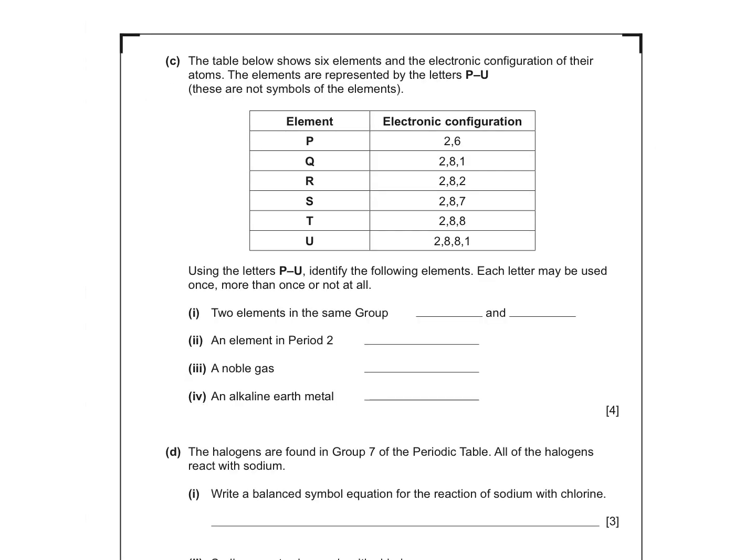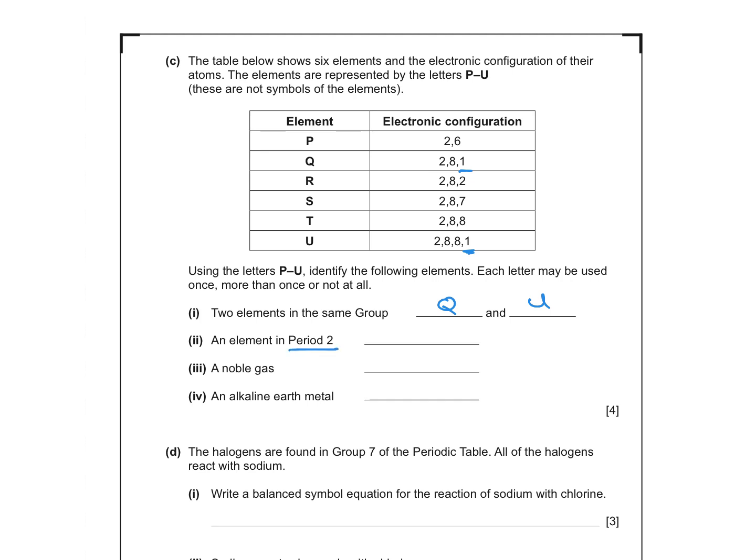Part C. 2 elements in the same group. Now, atoms of elements in the same group have the same number of electrons in the outer shell. So when you look at the electronic configuration, you can see that Q is 2.8.1, so that means it has 1 electron in the outer shell. It's in group 1. And U also has 1 electron in the outer shell, so it is also in group 1. So the answers here are Q and U.